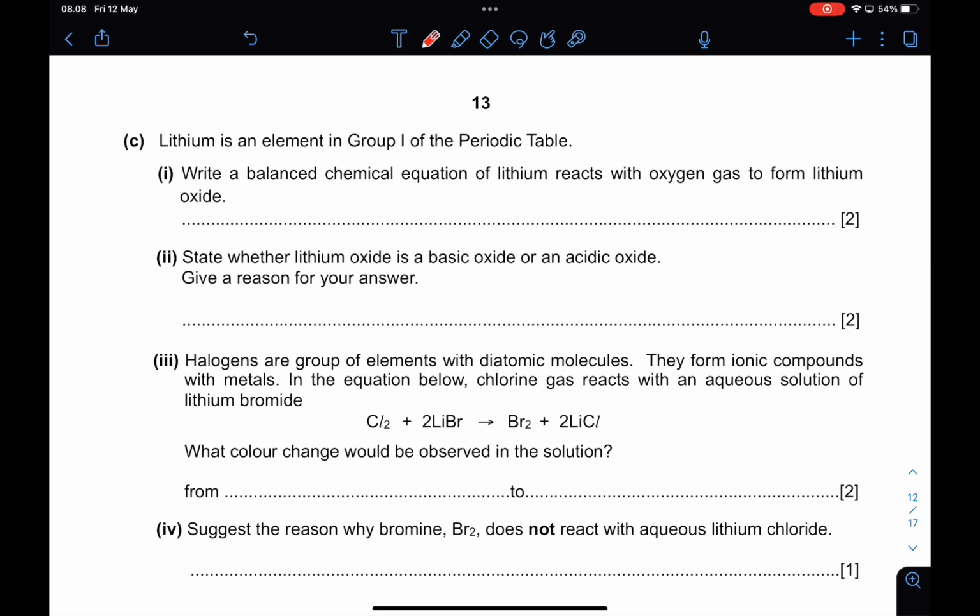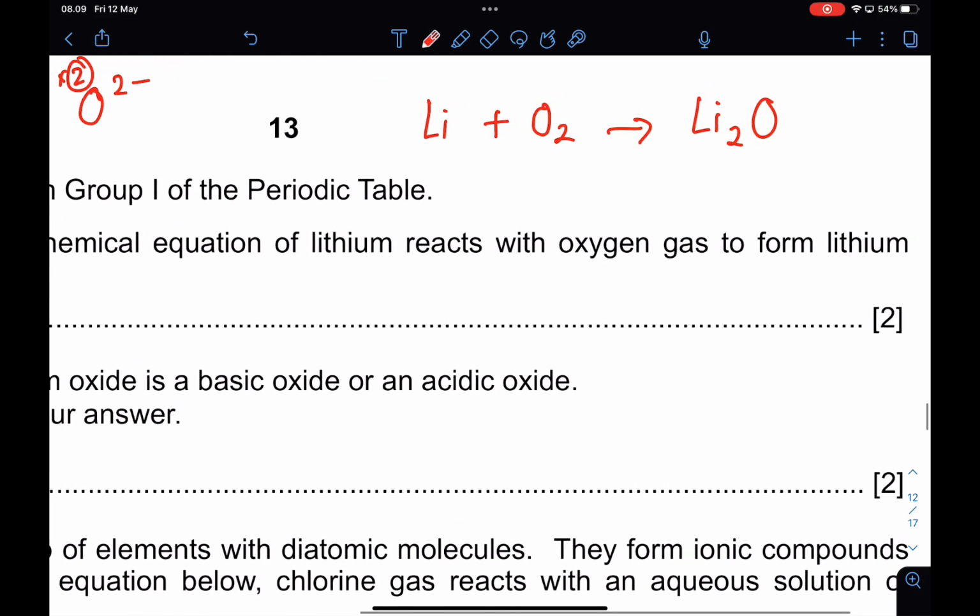Now, lithium is an element in group 1 of the periodic table. Write a balanced chemical equation of lithium reacting with oxygen gas to form lithium oxide. Lithium is group 1, Li+, oxygen is O2-. So the lithium must be times 2 to get 2+. So you will get Li2O. Now if you want to balance, 2 lithium and then half, to get 1 O.